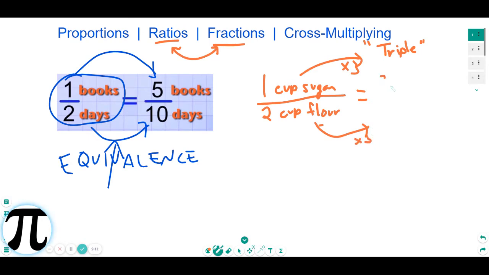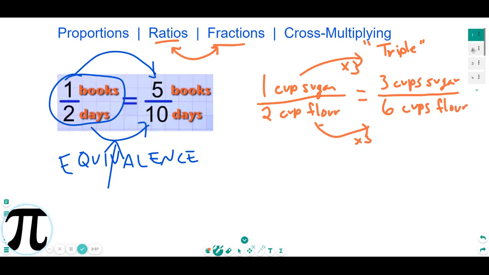So now I'm going to have 3 cups of sugar. And of course, I need to maintain my proportion, I need to maintain my ratio. So what would the cups of flour be? I'll pause here and let you answer that. Hopefully you got 6 cups of flour, right? The cups of flour always has to be double the amount of sugar.